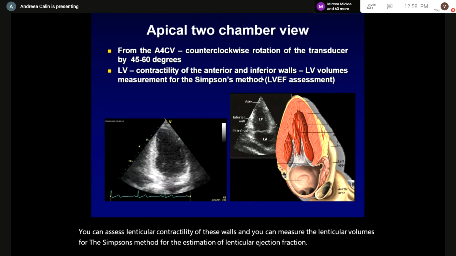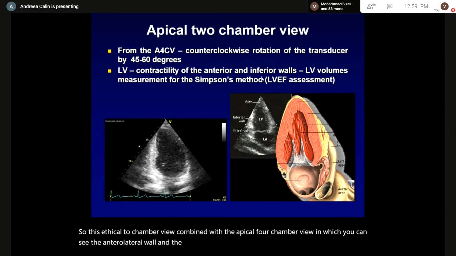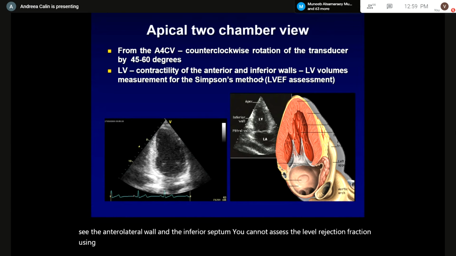So this apical 2-chamber view combined with the apical 4-chamber view, in which you can see the anterolateral wall and the inferior septum, you can assess the left ventricular ejection fraction using volumes, using this Simpson's method.